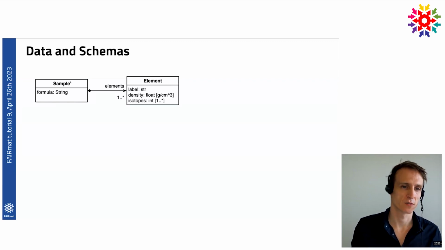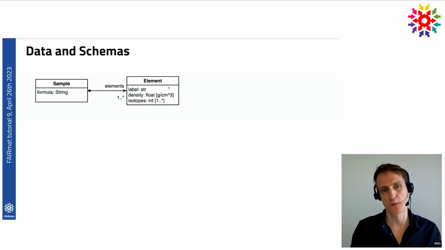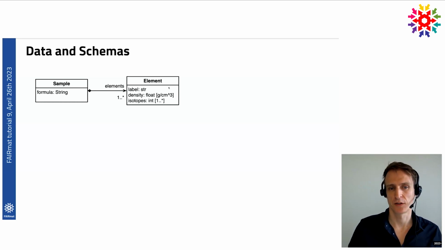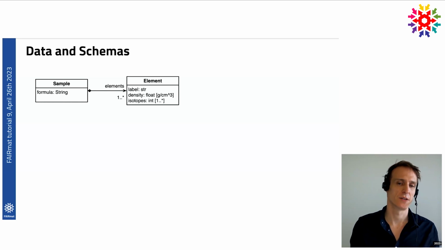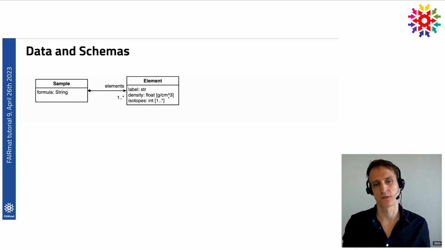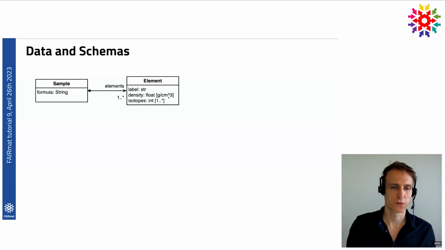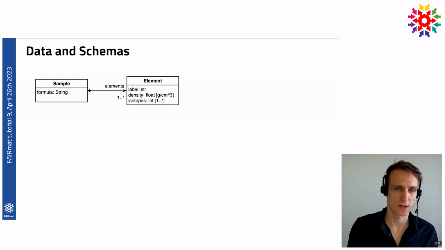So for example, we can connect our sample with a number of elements. And then for elements, we can have, again, properties like the label of an element, and then certain things from the periodic table, maybe like the density. And then we can attach units to it, and so on and so forth. And of course, in order to make Nomad understand this conceptual model, we have to write it down somehow. And one way are the YAML schemas that we have presented in prior tutorials.